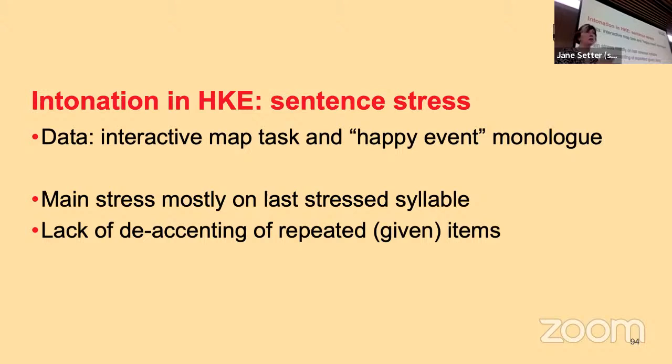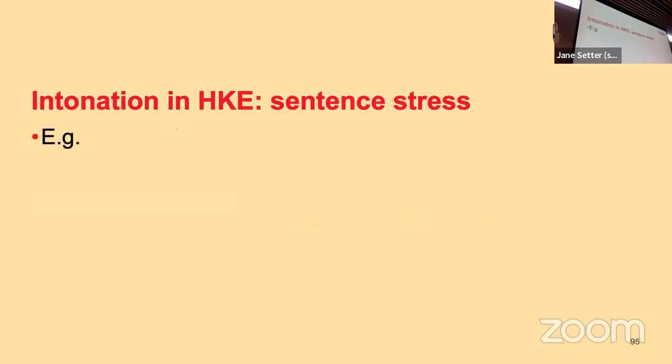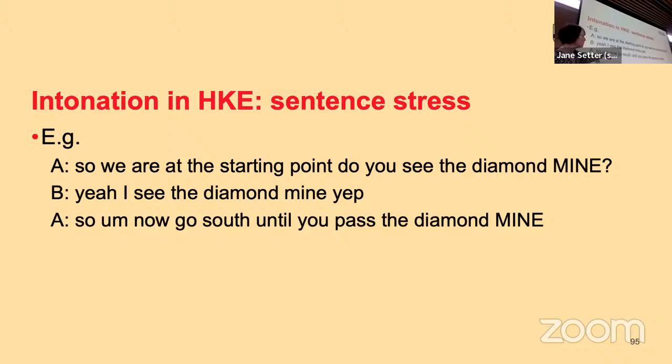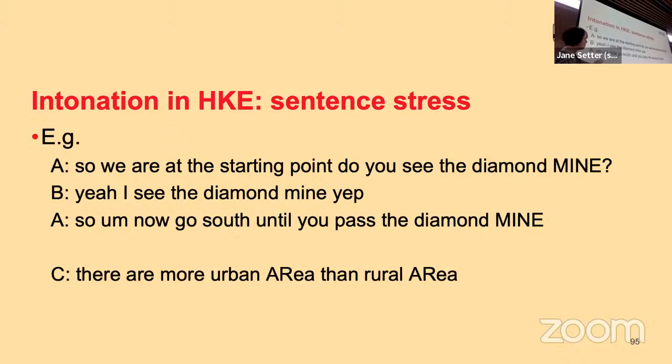So there was a lack of de-accenting. So for example, A says, so we are at the starting point. Do you see the diamond mine? Okay, so we've got a compound there, but it's on the last syllable of that. And B says, yeah, I see the diamond mine, yeah. Now go south until you pass the diamond mine. So we wanted really something like now go south until you pass, because the diamond mine is now old information, but we still found that the nucleus was there. And then another example, there are more urban area than rural area. Rather, there are more urban area than rural area. So we found that we get this pattern in this variety, and you see it in other languages as well.